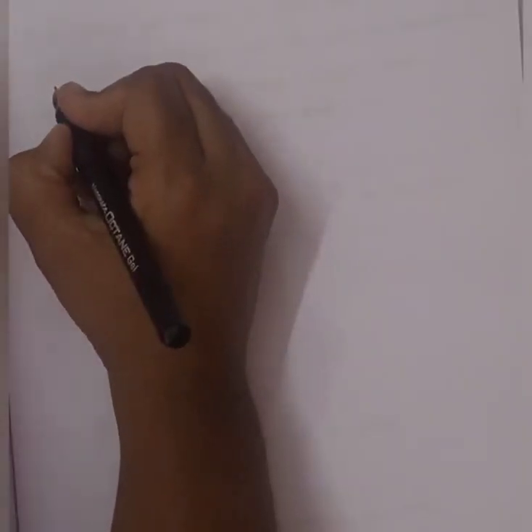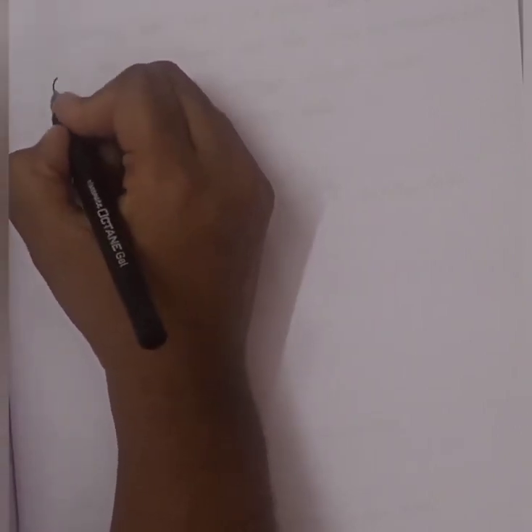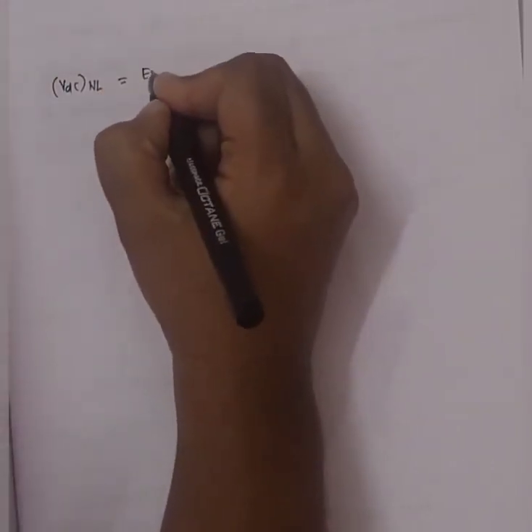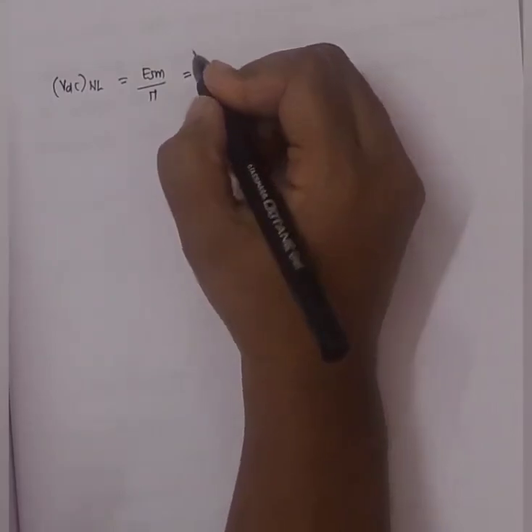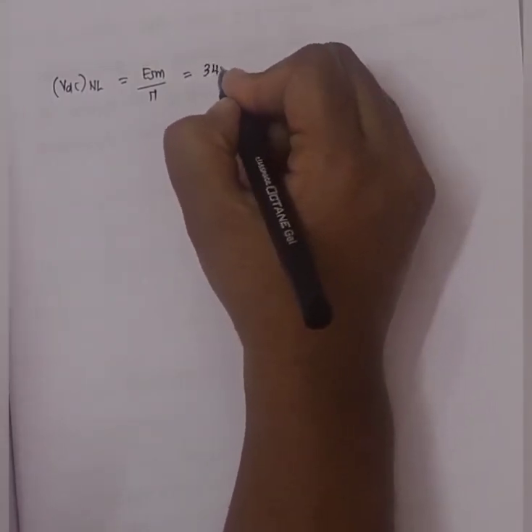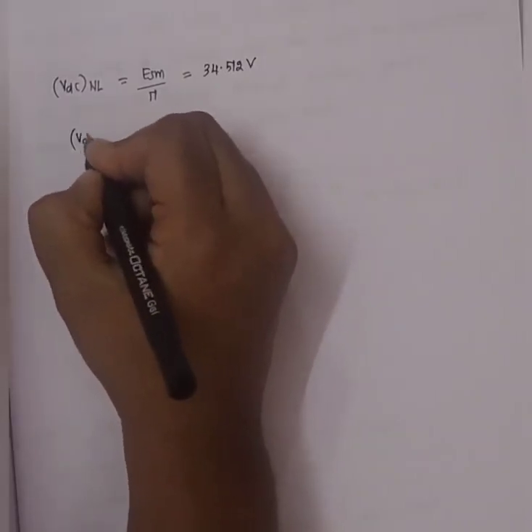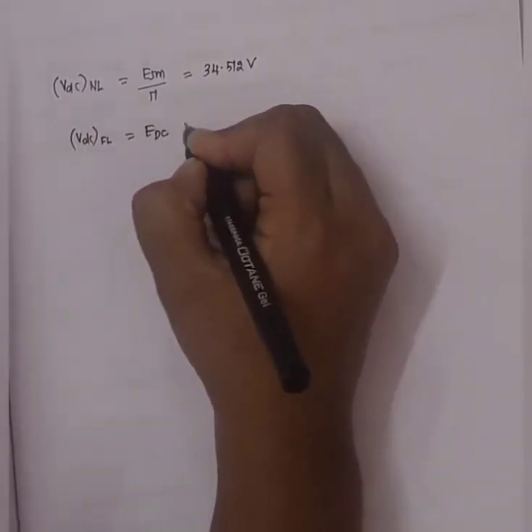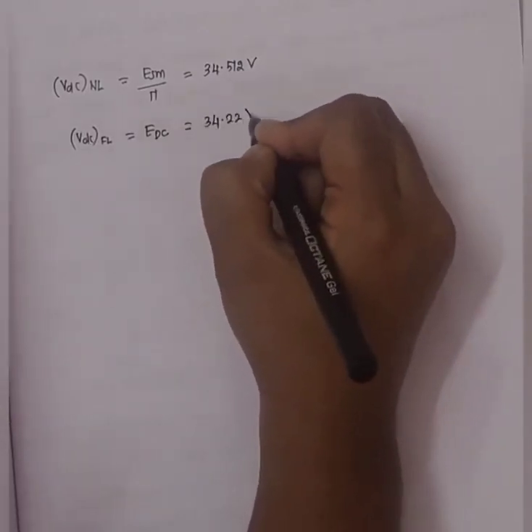Next is voltage regulation, for which we have to calculate the voltage under no load condition and full load condition. First, under no load condition, which is nothing but ESM divided by pi. After substituting that, we will get 34.512 volt. Next, VDC under full load, which is nothing but the value of EDC we have calculated earlier, so this is 34.22 volt.